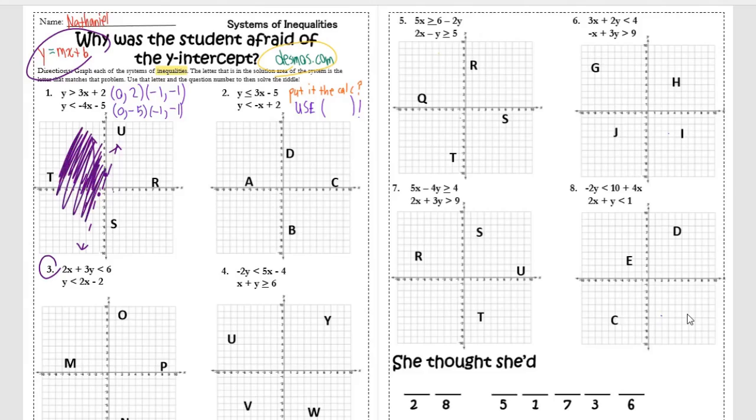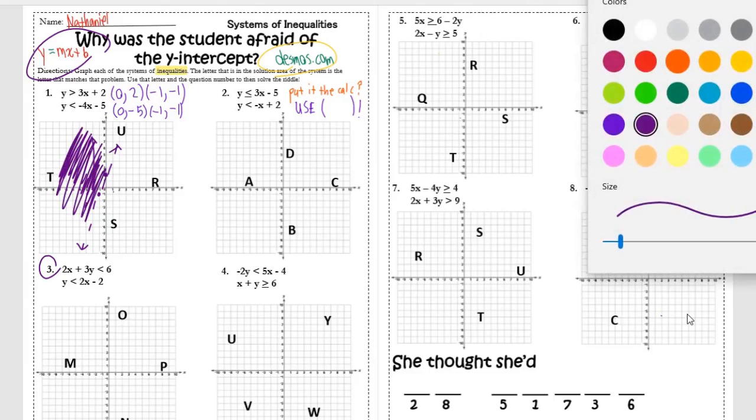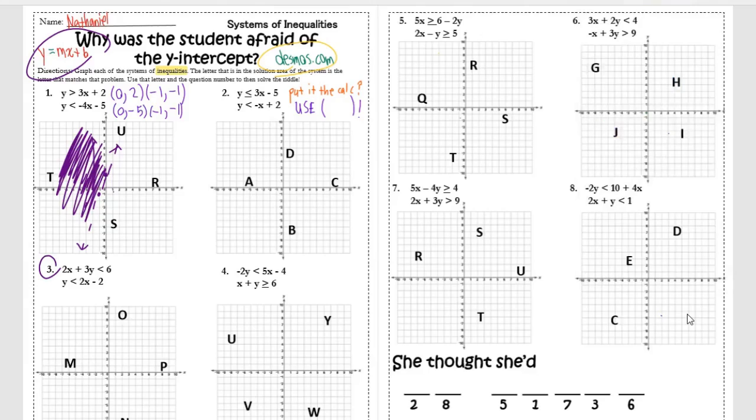So that means we're going to shade in this direction. If you're a bit confused, don't worry, we have plenty of other examples to look at. Our second line is y is less than negative 4x minus 5. Two points are 0, negative 5, and also negative 1, negative 1. So these two inequalities intersect at negative 1, negative 1, and we'll see where their shadings intersect as well.